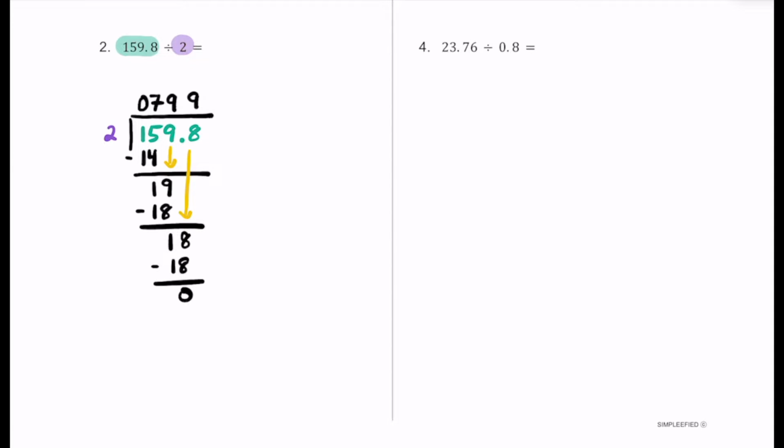is 0. Now, I didn't say this earlier, but we had this decimal here. We've got to bring this straight up. So in our final answer here, we're going to have a quotient, or the answer to a division problem, of 79 and 9/10.